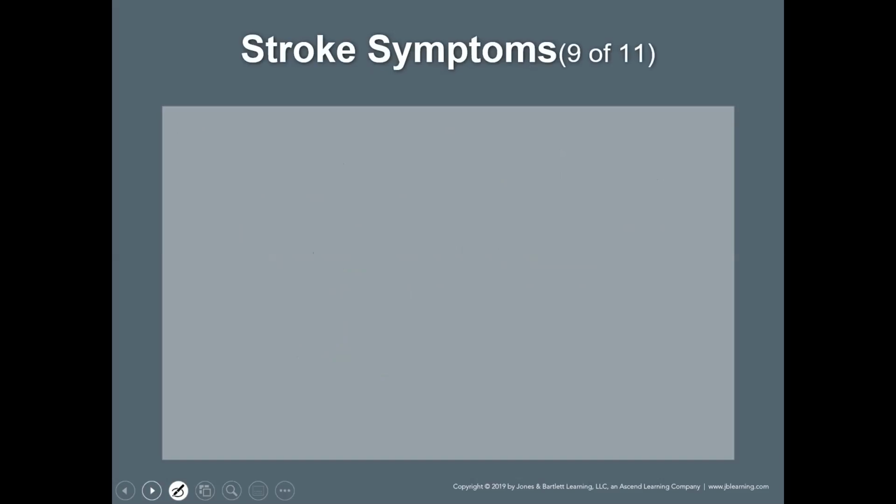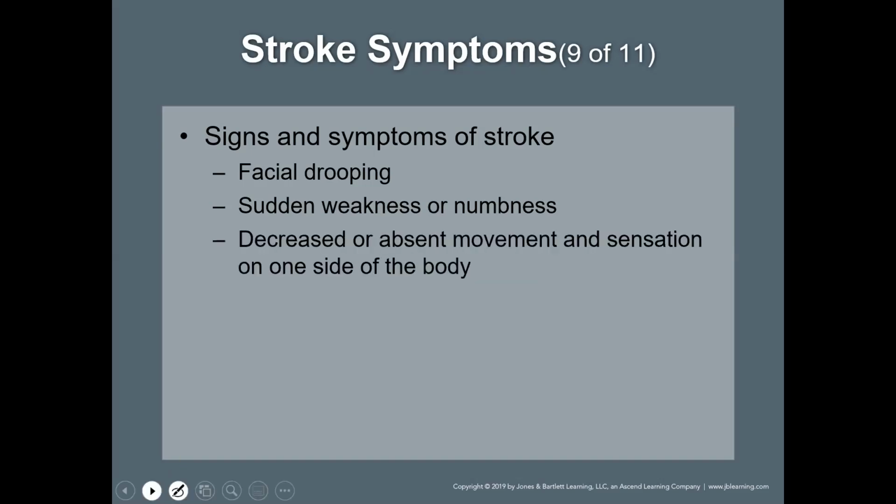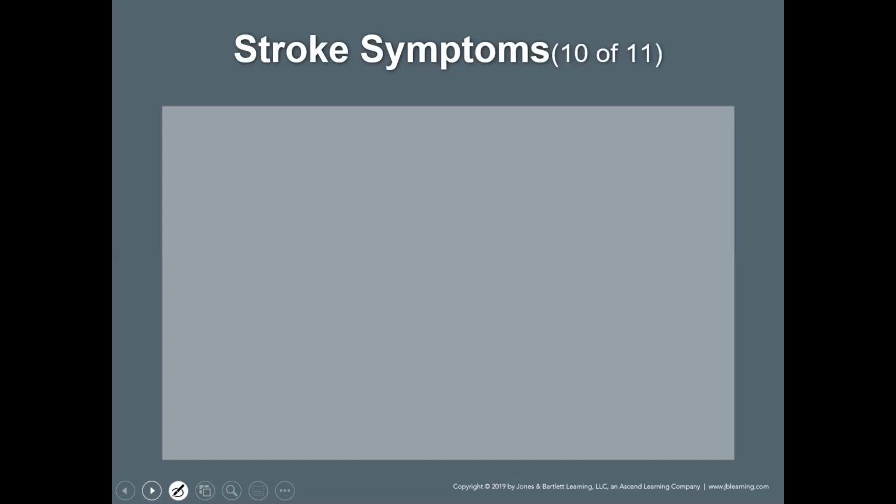So signs and symptoms of strokes that you're going to see. We're going to see possibly some facial drooping, where one side of their face looks like it's kind of melting a little bit. They might have some sudden weakness or numbness in one of their arms or legs. Decreased or absent movement and sensation in one side of their body is another one. Ataxia, that is kind of just stumbling when they walk. Sudden vision loss, those things could be signs of stroke.